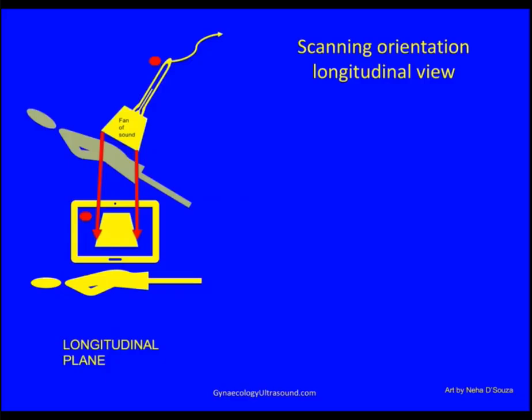Just to show you my scanning orientation, because I know not all colleagues scan in the same way. If you have the marker on the upper side of the transvaginal probe, then this fan of sound that emerges from the tip of the probe, this bit will be shown on the screen at the same place as the red dot, whereas the other side of the fan will be there. And so in a longitudinal position, the patient's head end will be at this end of the screen and her foot end at this end.